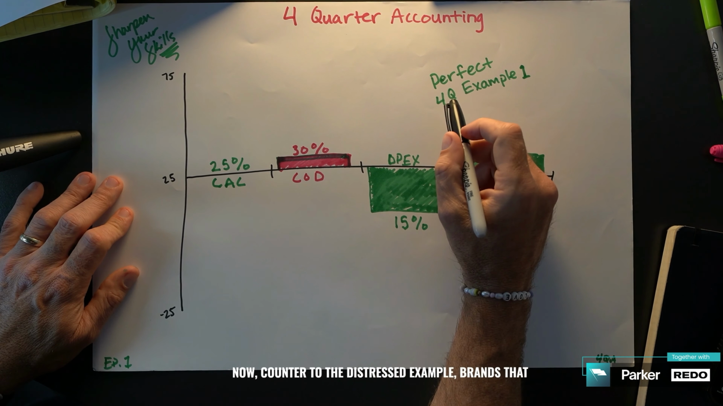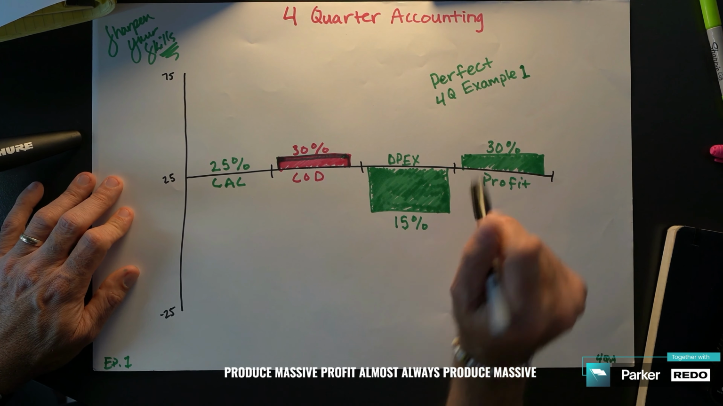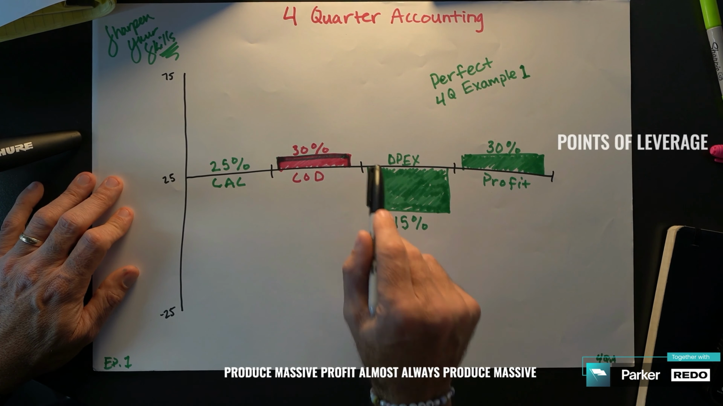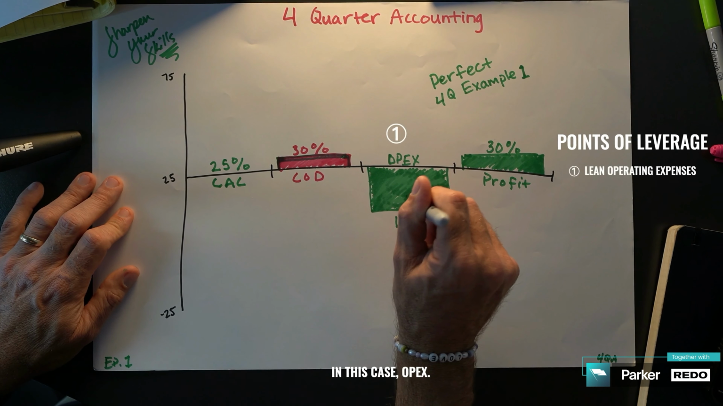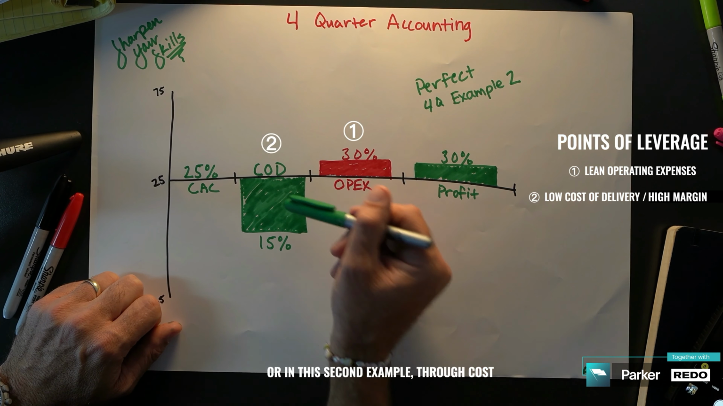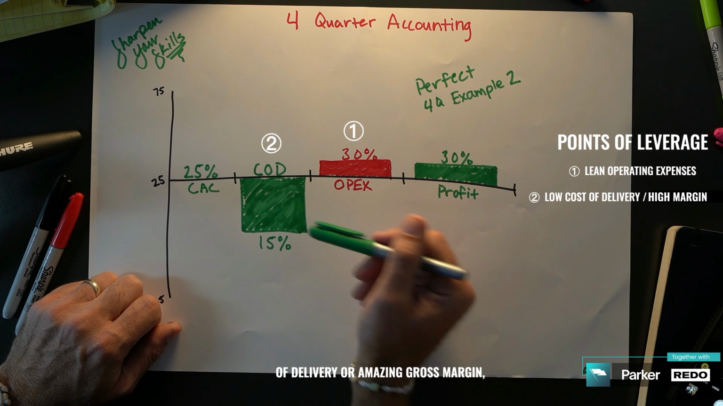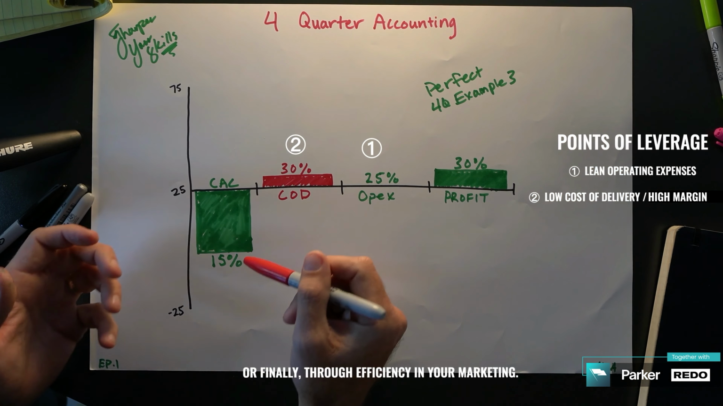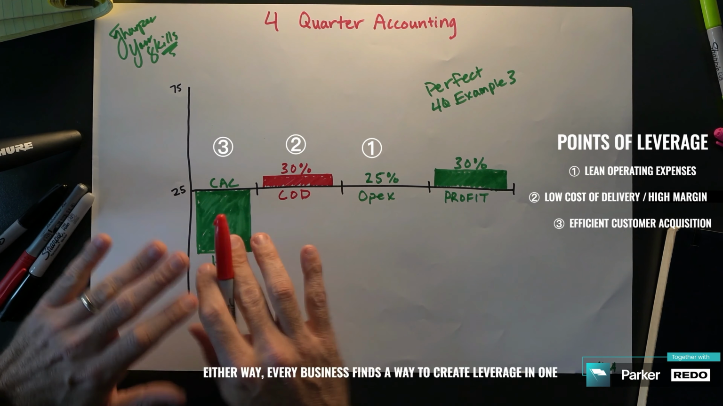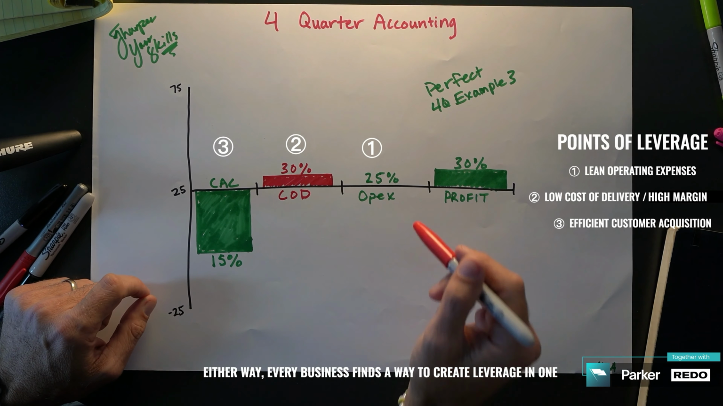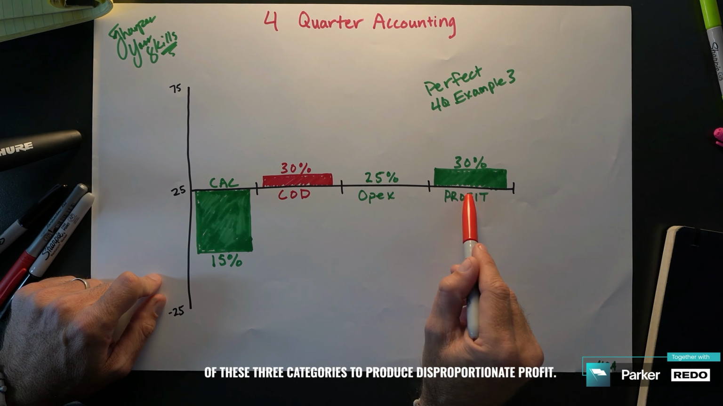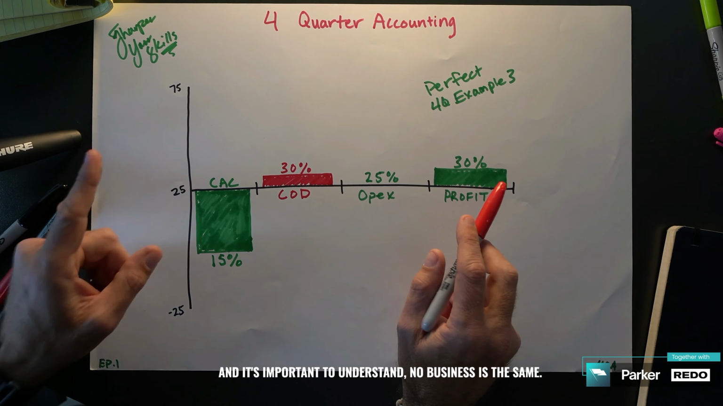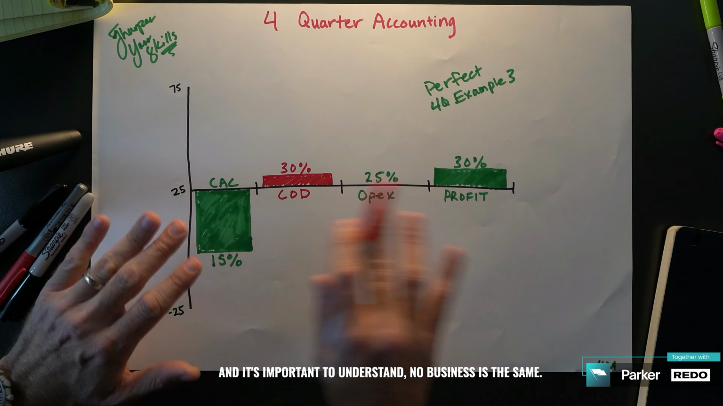Now, counter to the distressed example, brands that produce massive profit almost always produce massive leverage at some point in the 4-quarter example. In this case, OPEX, or in this second example, through cost of delivery or amazing gross margin, or finally through efficiency in your marketing. Either way, every business finds a way to create leverage in one of these 3 categories to produce disproportionate profit. And it's important to understand, no business is the same.